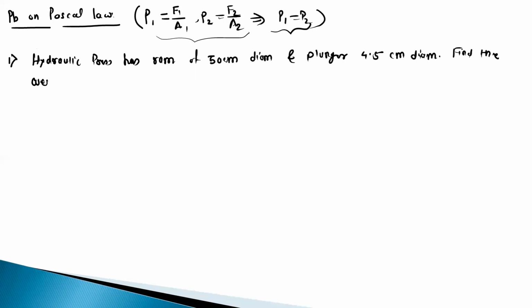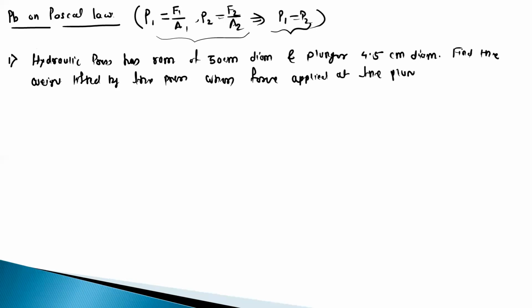Find the weight lifted by that press when the force applied at the plunger is 500 Newton. Okay, so what is given?